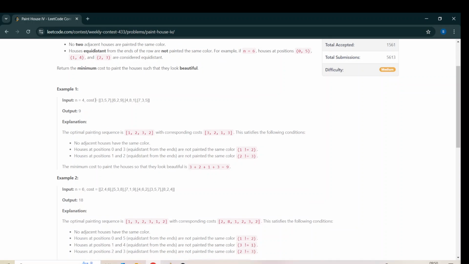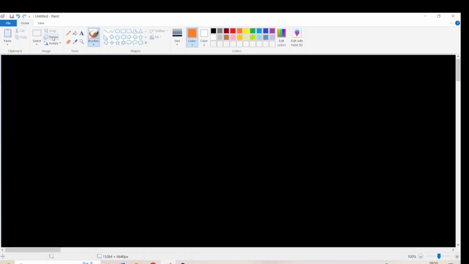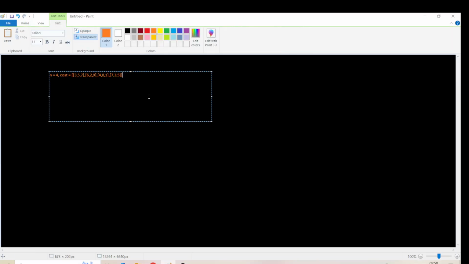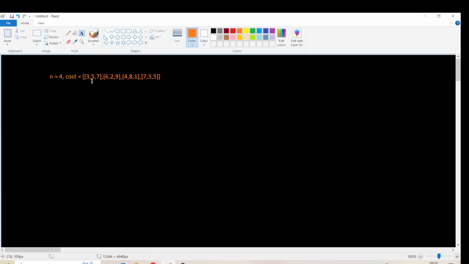Now let's take the first example, where n equals 4 and cost is this. Let me write it here. Okay, let's increase the size of this to 2016. So n is 4 and cost is [3,5,7], [6,2,9], [4,8,1] and [7,3,5]. That means if we try to paint the first house with color 1, the cost will be 3. With color 2 the cost will be 5, and with color 3 the cost will be 7.